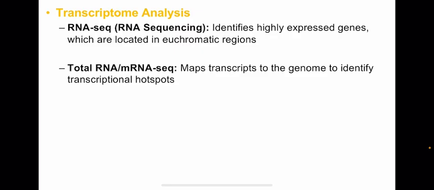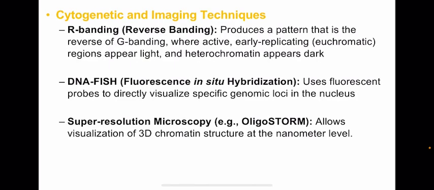Total RNA or mRNA sequencing, that's something different, not so different, but it helps map transcripts to the genome to identify the transcriptional hotspots. So after you identify where the highly expressed genes are, we just use it to map the entire genome to see where transcription actually occurs more. Okay, those are the transcriptional hotspots.